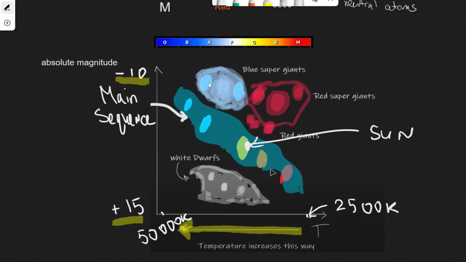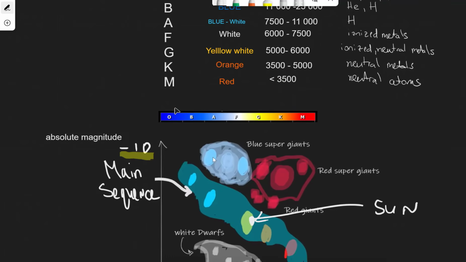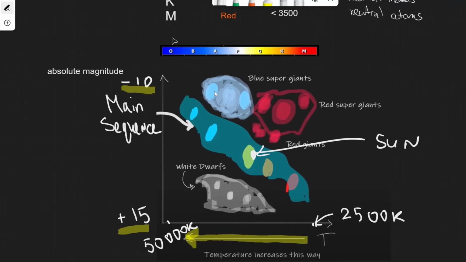The position of the sun is right around here. Notice that right at the top we also have the spectral classifications of stars, as we discussed in the table up here. So O, B, A, F, G, K, and M. And then here is the position of the sun. Okay, well, what will happen to our sun as it's evolving?